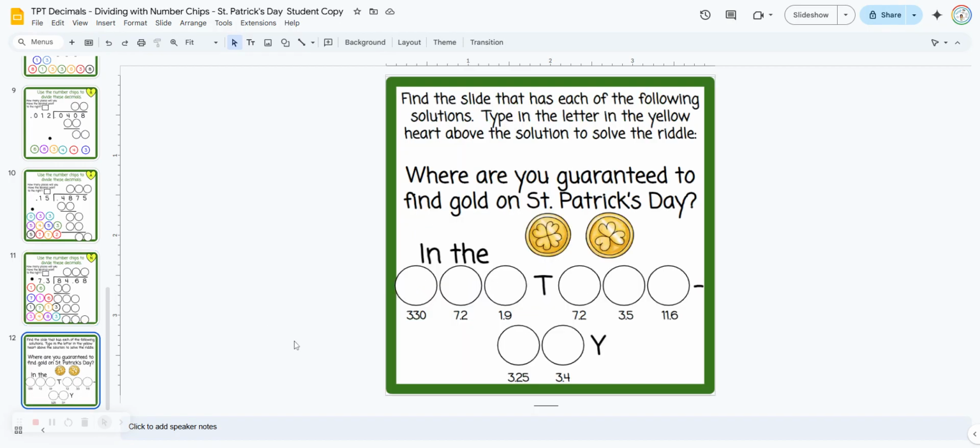Now when they get to that final slide, here they can see all the answers they should have from the previous slides. So they're going to go back, scroll through all of the completed slides, find each one of these answers, and type in the letter that was in the yellow heart. If they've done it correctly, it will solve the riddle, where are you guaranteed to find gold on St. Patrick's Day?